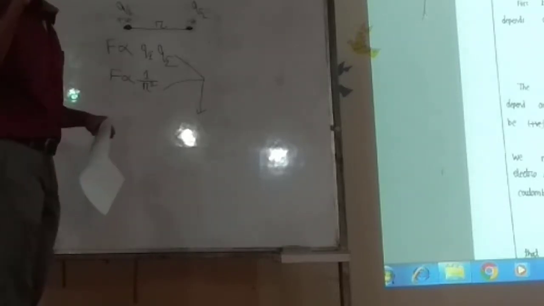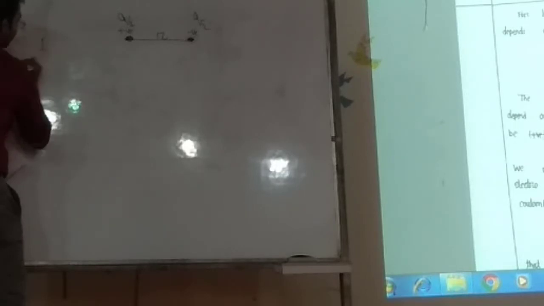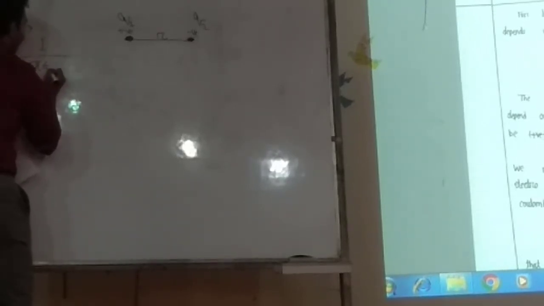I have written down some constants, right? 1 by 4 pi epsilon naught. 4 is a constant. Pi is also a constant. Epsilon naught is also a constant.